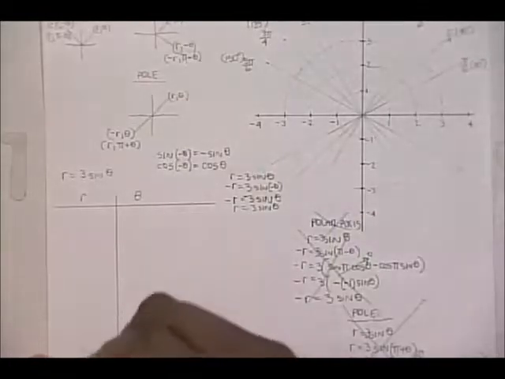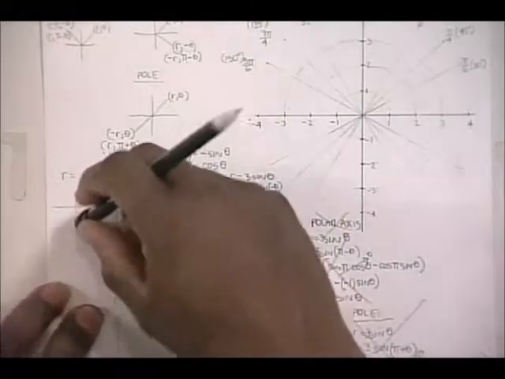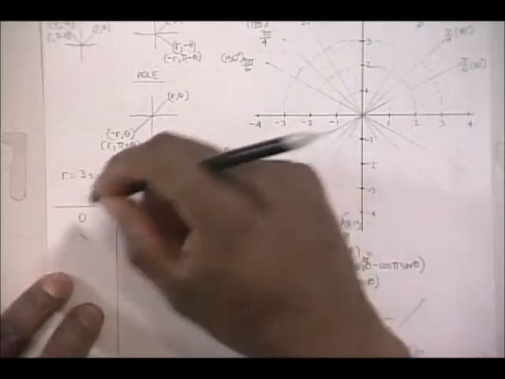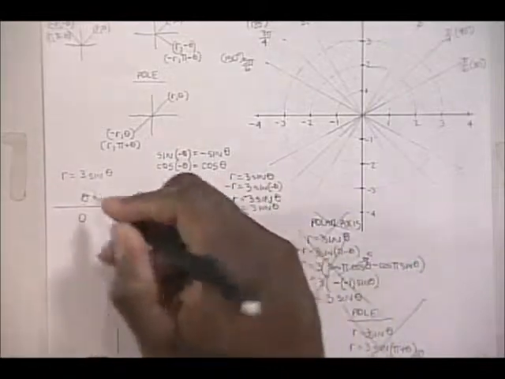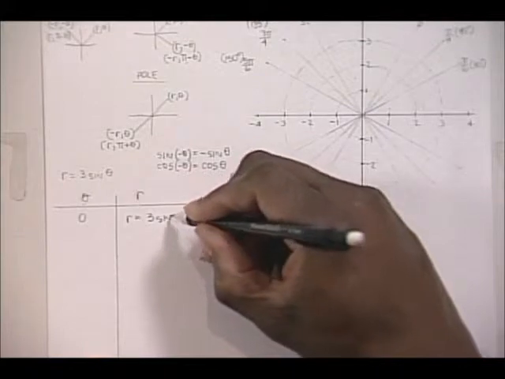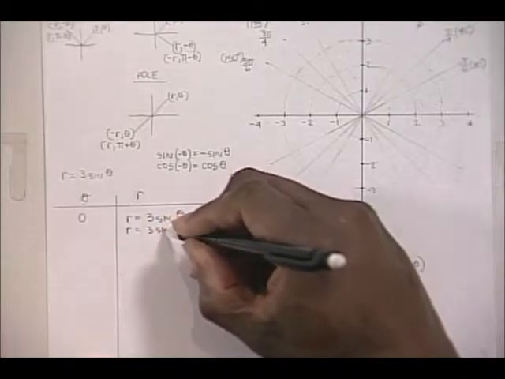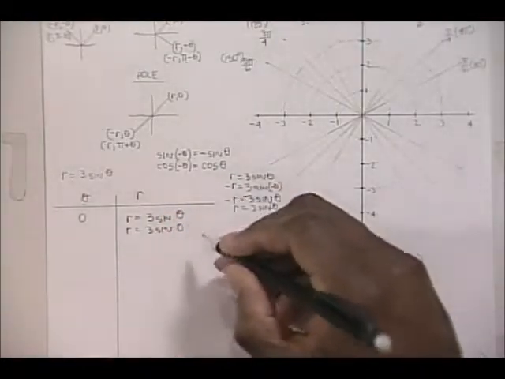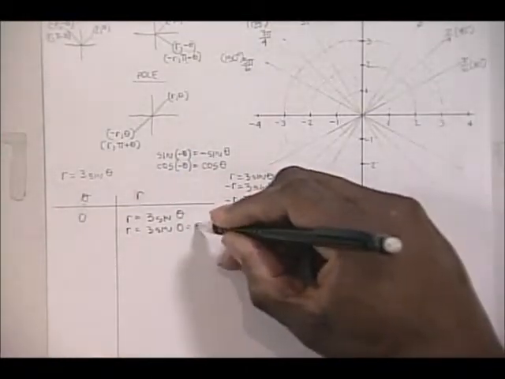Let's make this column theta, and let's make this column r. I think it'll be a little bit easier that way. Let's substitute in 0 for theta. We get r is equal to 3 sin θ, and then r is equal to 3 sin 0. The sine of 0 is 0. You would have to know that going into this topic, so you end up with 0. 3 times 0 is 0.